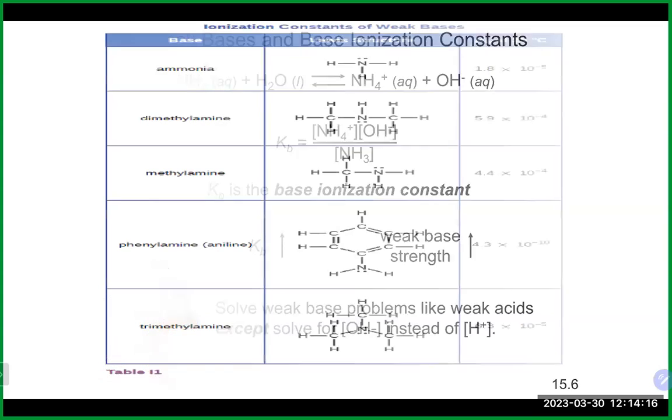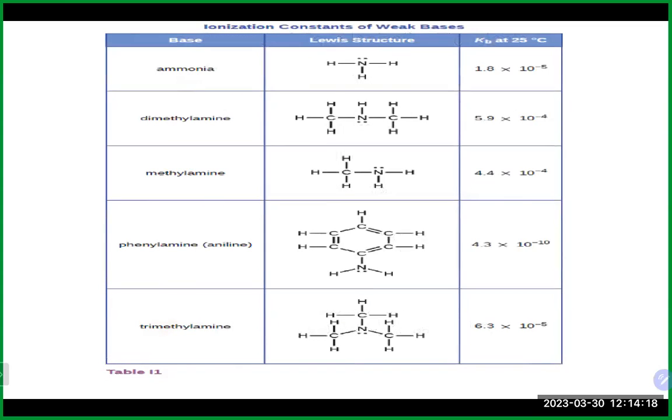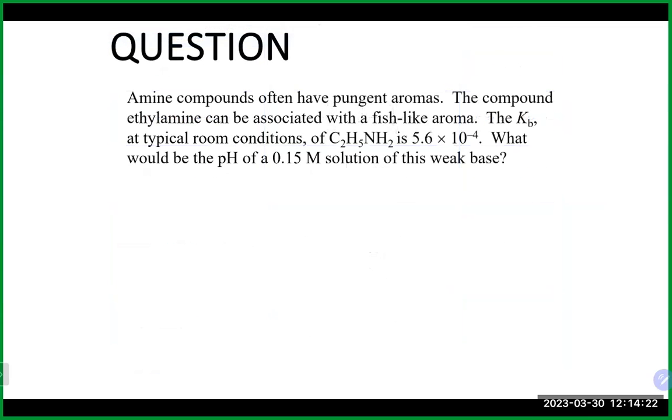All right, here's a table from your book of some weak bases and their Kb values. So why don't we try one here? An amine compound has a Kb value of 5.6 times 10 to the minus 4. What is the pH of a 0.15 molar solution of this weak base? Take a few minutes there, see what you come up with.